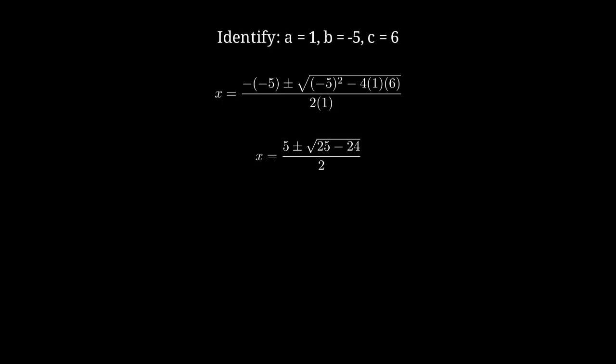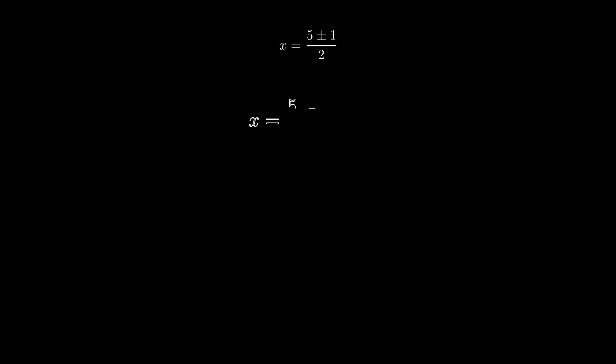Simplifying, we get x equals 5 plus or minus the square root of 25 minus 24, all over 2. This becomes x equals 5 plus or minus the square root of 1, over 2. Since the square root of 1 is 1, we have x equals 5 plus or minus 1, over 2. This gives us two solutions, x equals 3 and x equals 2.